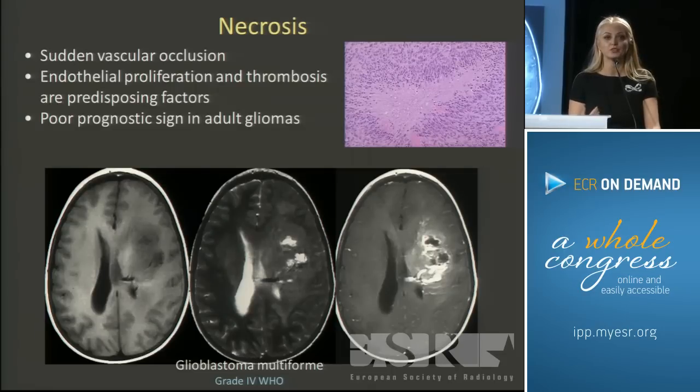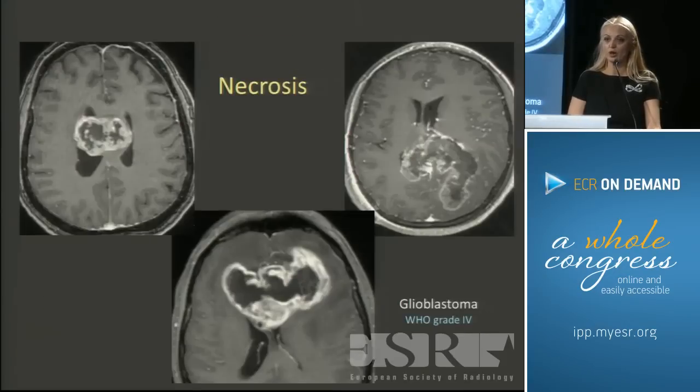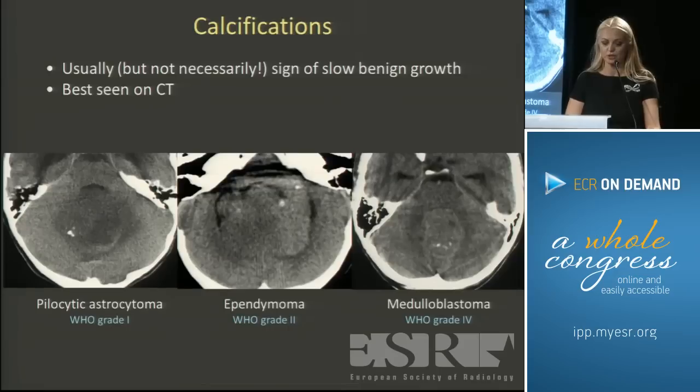How do you diagnose necrosis? You diagnose necrosis if you see parts of the tumor which will be low on T1, high on T2, and which will not enhance. It is a very common seen in malignant glioblastoma multiforme, such as these three cases. You see peripheral enhancement and a central non-enhancing part, which represents necrotic tissue.